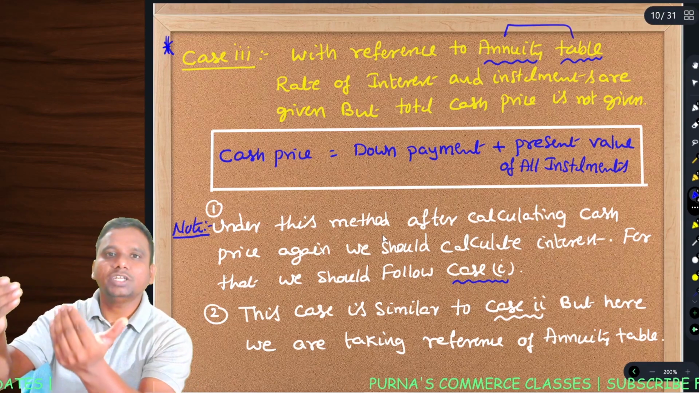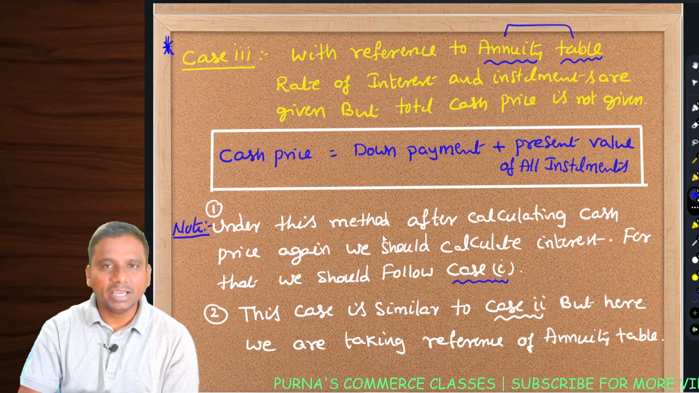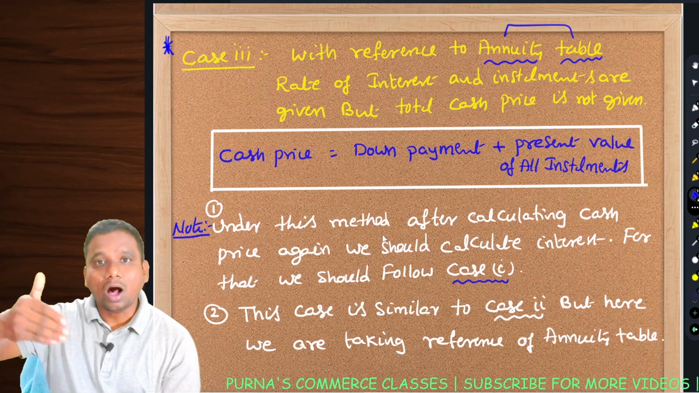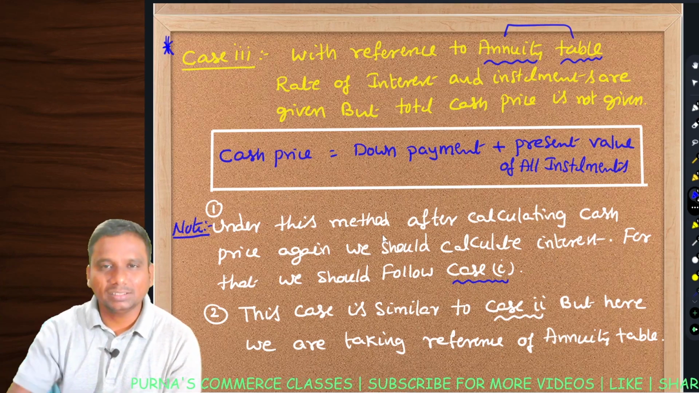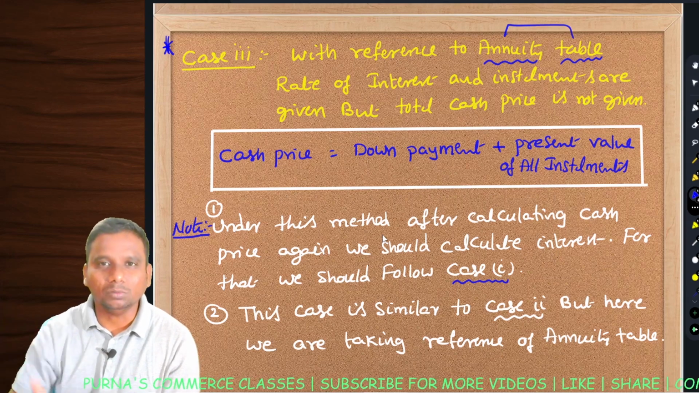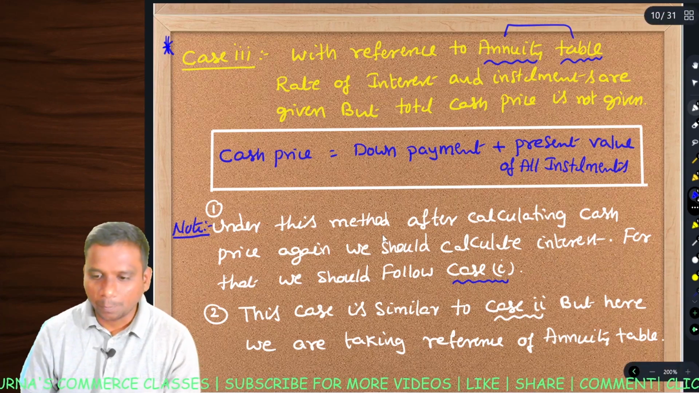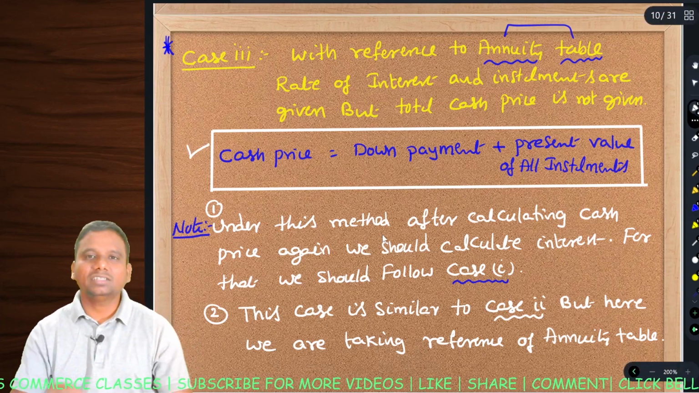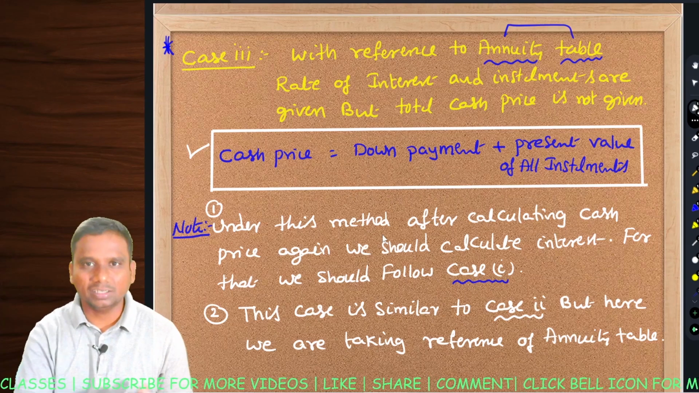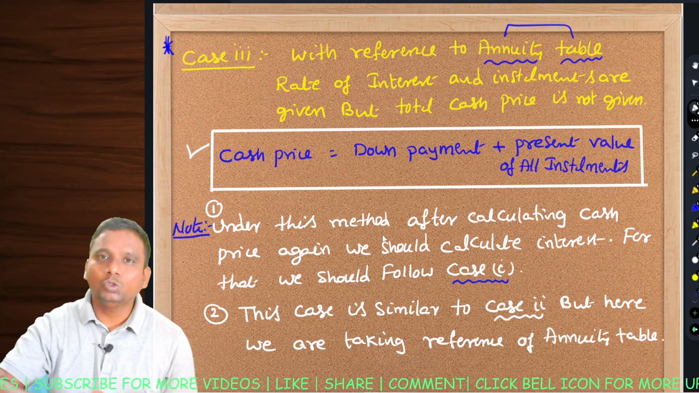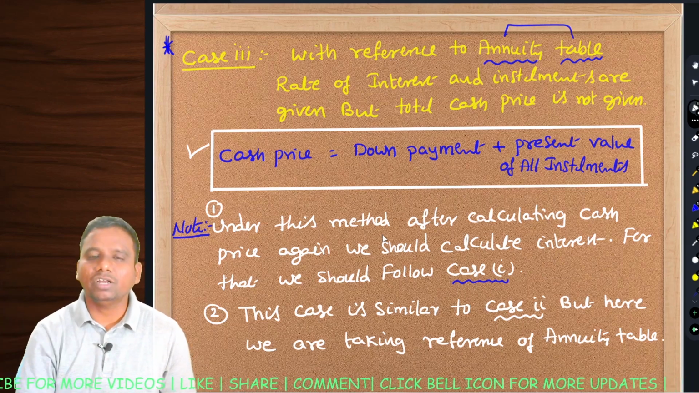That means all future installments, bring them to the present value. Anyway, we have the down payment. Down payment plus the present value of all installments will automatically give you the cash price. So under this case, cash price is nothing but the down payment, in our example 30,000, plus the present value of future installments. So the first installment, how much? 40,000. Present value how much?